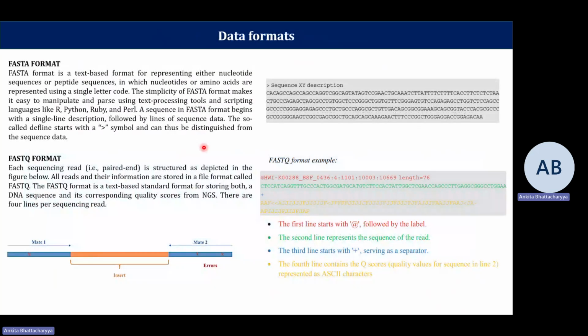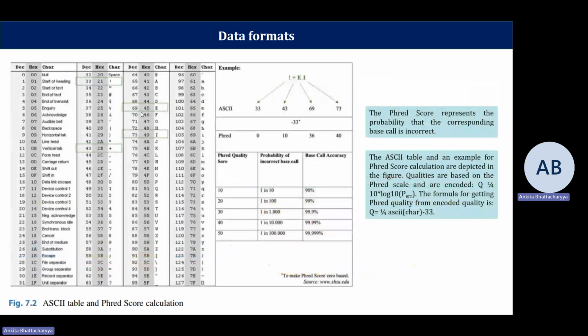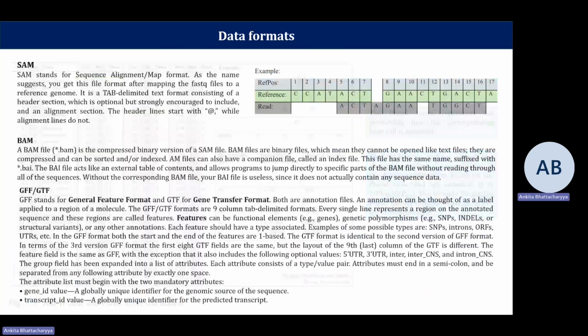Then we understood different data formats that include FASTA and FASTQ. FASTA is the raw data file you will get, and FASTQ can be used for storing data, getting your quality scores, and pre-processing your data properly. Then there is something called the Phred score, which represents the probability that the corresponding base call is incorrect, and this is how the Phred score is calculated. Again, we have discussed that also.